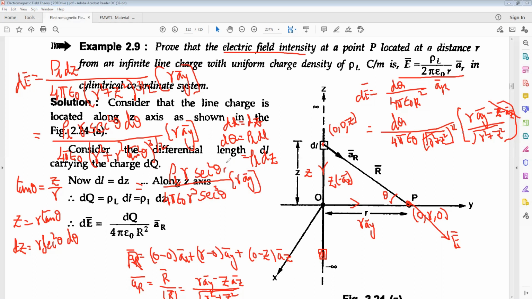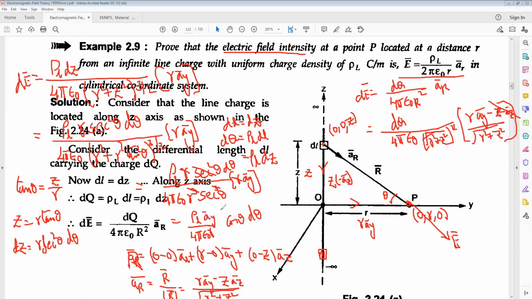Now here the d theta is also there, d theta. Now r and r is r square. We get a cancellation of r cube here; secant square and the cube get cancelled. Now it's rho L by 4 pi epsilon naught r, where r is a constant. And 1 by secant theta is cos theta. Cos theta into d theta, a_y bar is also there.